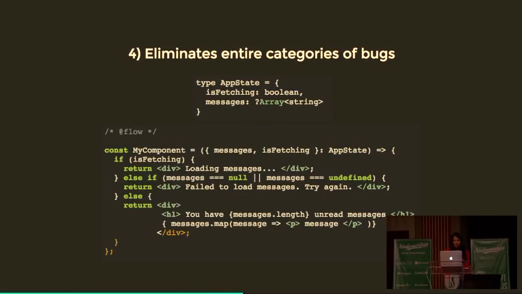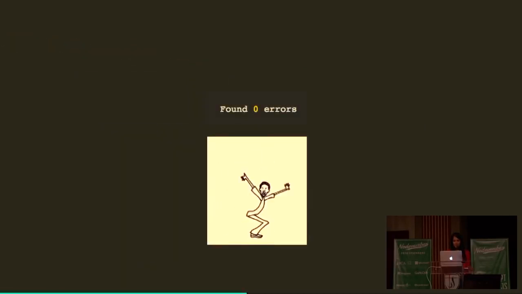And now you're reminded to say, okay, if it is fetching, display something else, or if the message is null or undefined, display a message saying that it failed, and if it actually exists, then display the component that you wanted. So all this is happening at compile time, and the compiler is telling you how to fix your mistakes before it gets shipped. So you can define your program in invariants and let the compiler tell you when something goes wrong. And then Flow will say zero errors, and you can do your happy dance.